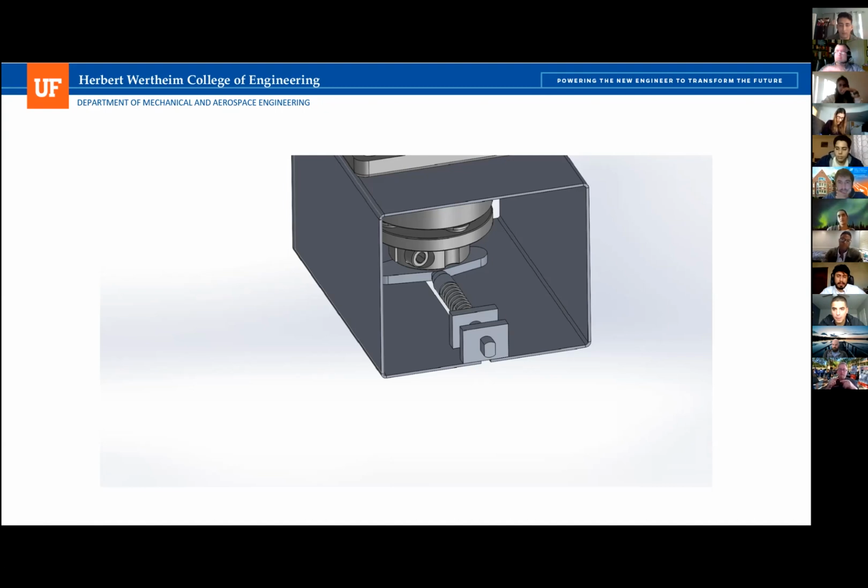Or is there a way to change the profile of that cam and do something else where you still get the movement that you want, but while minimizing some of those issues with the cam shape?